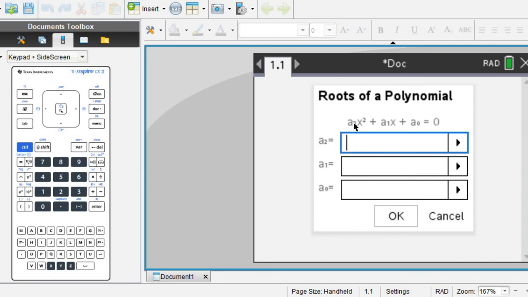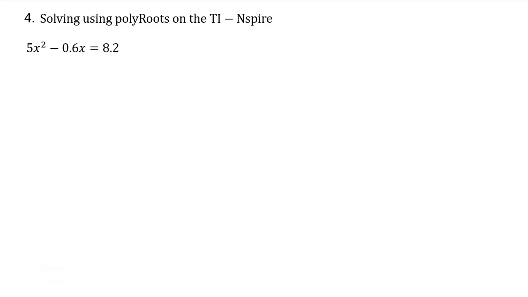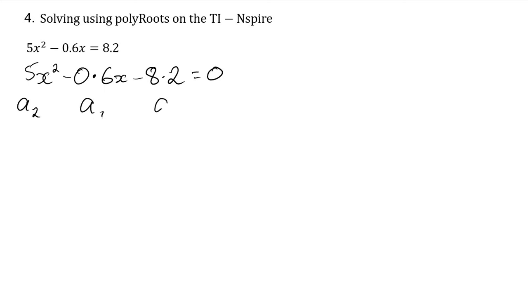The calculator just uses A2 in place of A, A1 in place of B, and A0 in place of C. So you can see that we need to have it equal to 0. So if we go back to our quadratic, to get that, we're going to have to subtract 8.2 from both sides. Okay, and then this is A2, this is A1, this is A0.